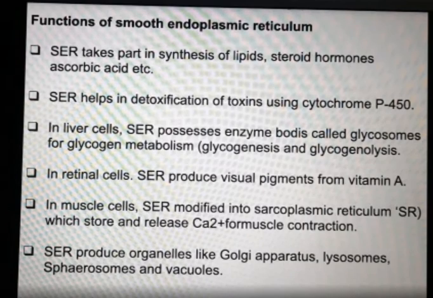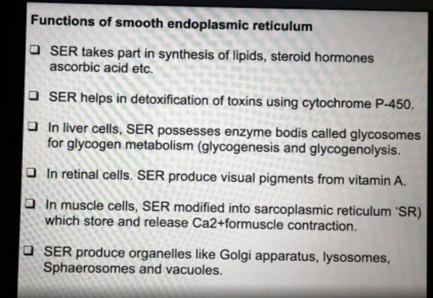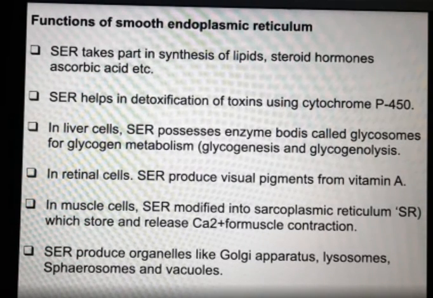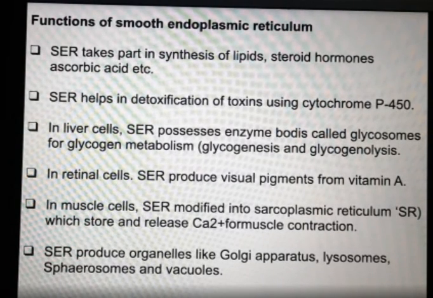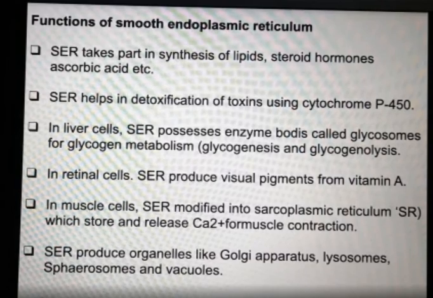In muscles, smooth endoplasmic reticulum is modified into the sarcoplasmic reticulum (SR), which stores and releases calcium ions for muscle contraction. Then this smooth endoplasmic reticulum also produces organelles like the Golgi complex, Golgi apparatus, lysosomes, spherosomes, and vacuoles.